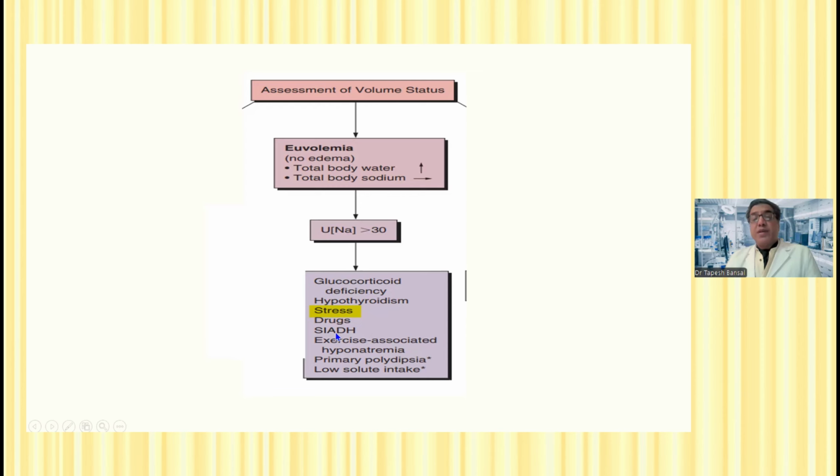Sorry, that was supposed to be SIADH in yellow. But these are all the other causes, including Addison's and hypothyroidism. That is why you have to send serum cortisol and thyroid function tests in patients with unexplained hyponatremia. Don't send them arbitrarily. Use some clinical acumen, clinical judgment, to send these tests. A patient who does not have symptoms of hypothyroidism or Addison's disease is not going to have hyponatremia.